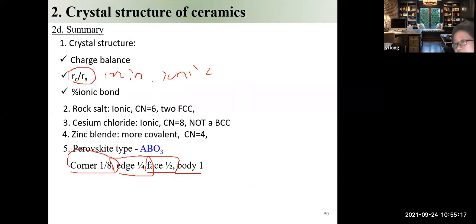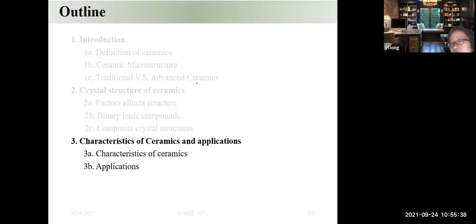That's for the second part, the crystal structures, which is atomic level for the ceramics. So there's a very important concept here: the RC over RA, and also the ionic bond. These are the important concepts. I think these are the new things you never learned before. Okay, so the easy part now, relax now.